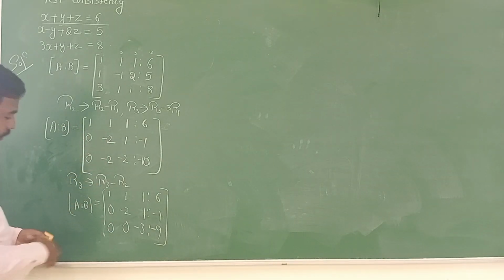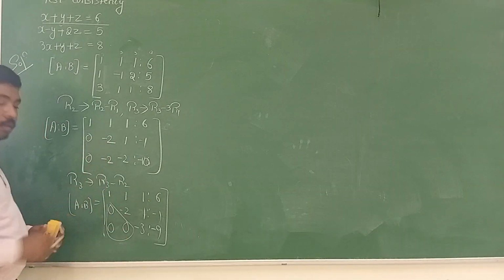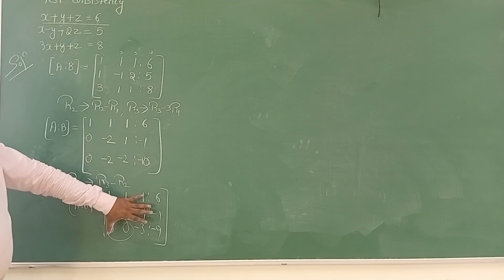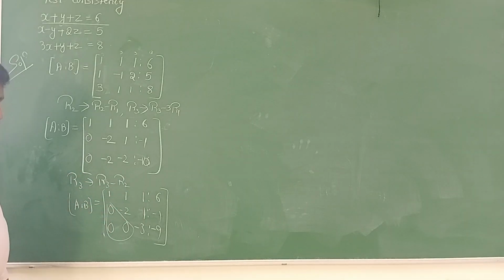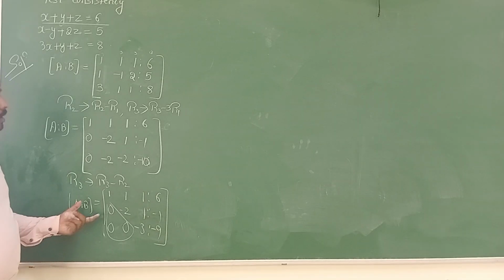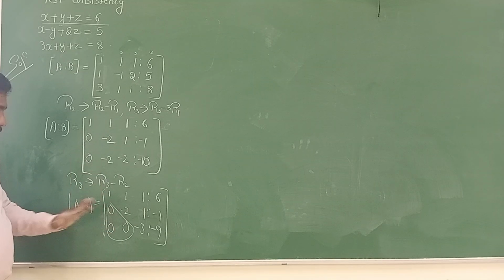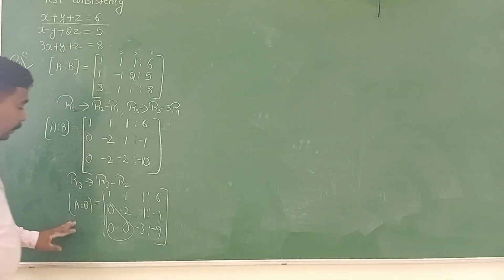And now you see the lower triangular elements are 0. Once the lower triangular elements are 0, it is in echelon form. Now we can easily find the rank of the matrices. Whenever this comes to the consistency part, there is no need to make the diagonal elements one; straight away you can find the rank, no problem. Okay.